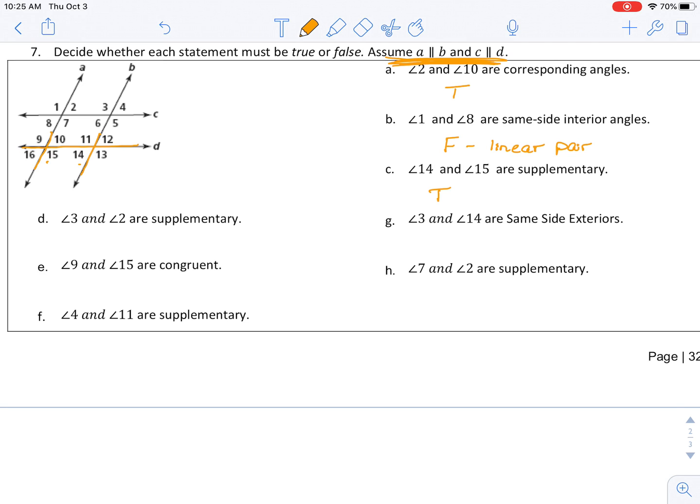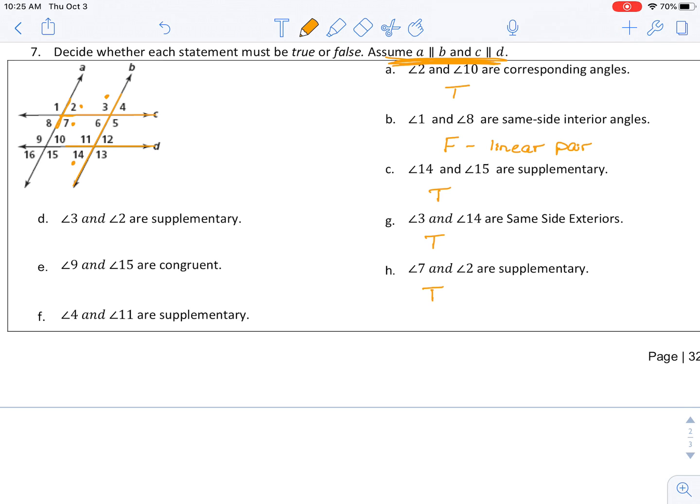So then I'm going to just keep working vertically. So I'm going to jump to part G, angle 3 and angle 14. So angle 3 is up here, made by lines B and C. Angle 14 is down here, made by lines B and D. They are on the same side of the transversal. They are outside the parallel lines. They are same side exterior angles. That's a true statement.